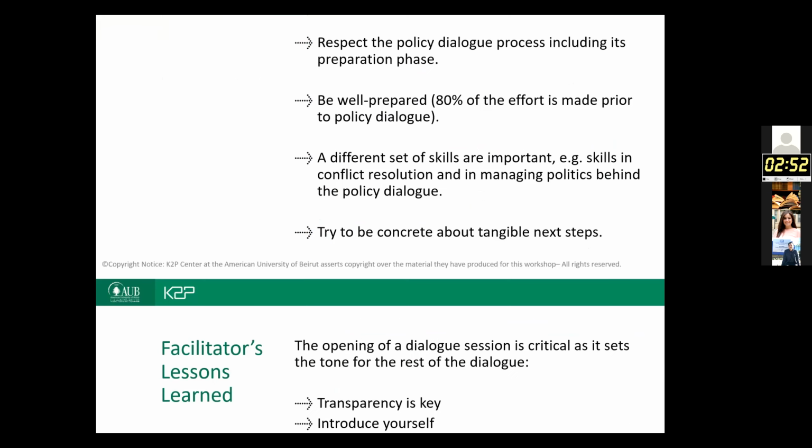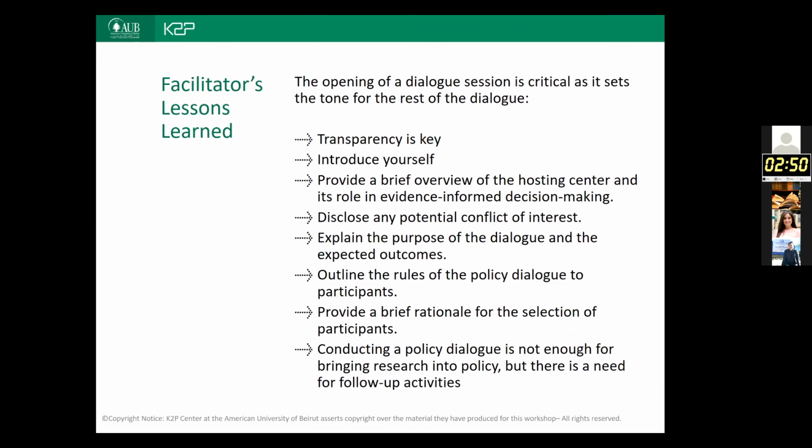The opening of a dialogue session is critical, so make sure it's transparent. You introduce yourself, you provide this overview, explain the purpose, outline the rules, provide a brief rationale for the selection of the participants, and then conduct the dialogue.